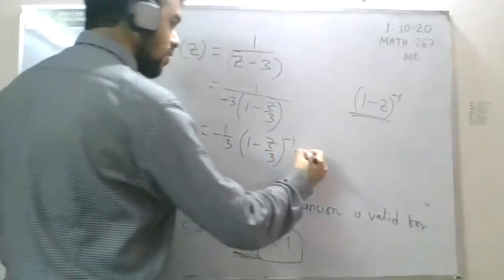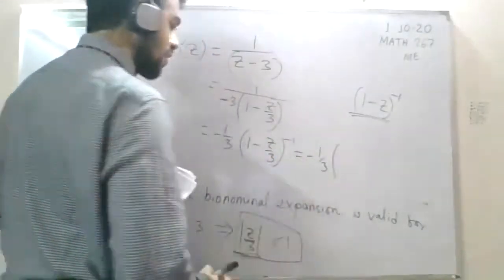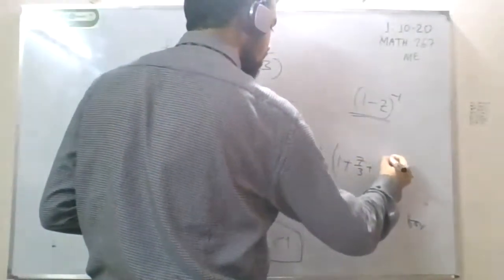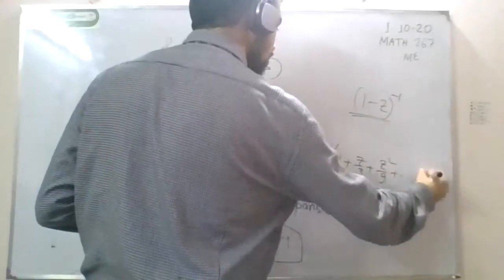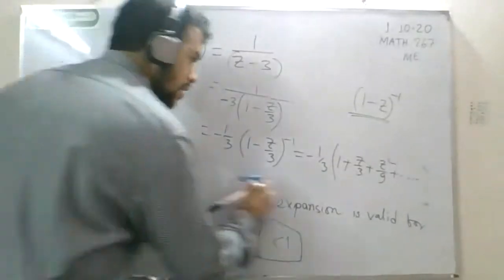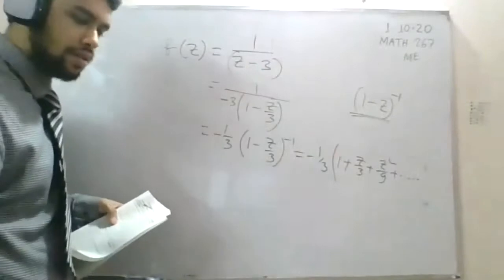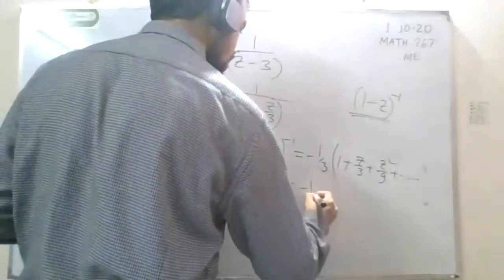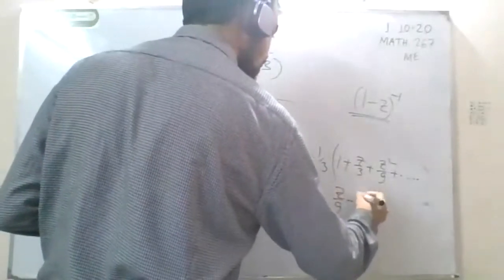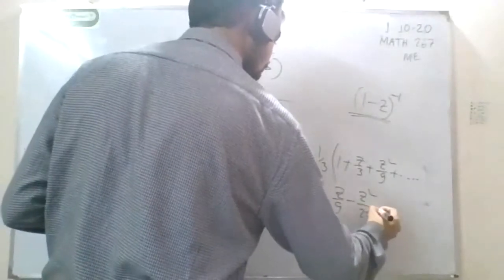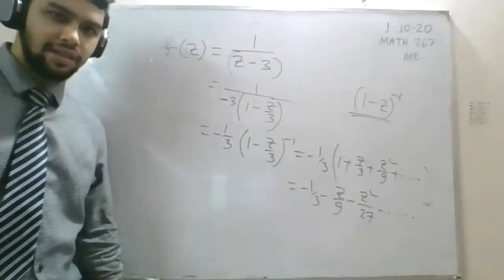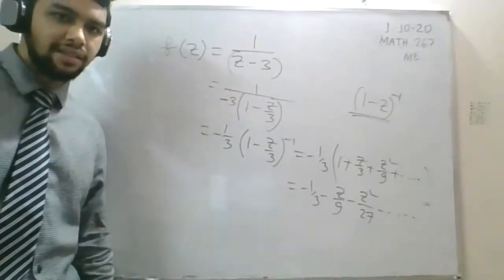And after that, you can also say this is minus 1 by 3 times (1 plus z by 3 plus z square by 9 and so on). And from here, we can say that this is minus 1 by 3 minus z by 9 minus z square by 27 and so on. So this is our Laurent series or Laurent extension.